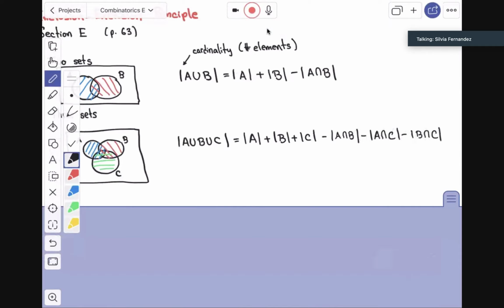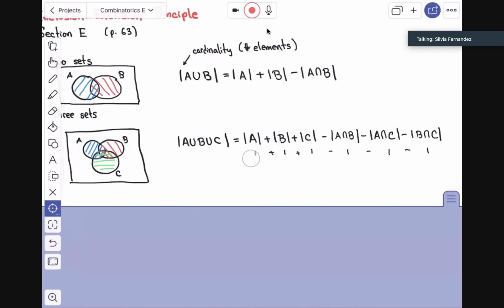And now I'm going to look at the triple intersection. The points that are in the center were added once here, and once there. And then they were subtracted once here, and once here. Every single element in that triple intersection was added by A, and then again by B, and then again by C, and then it was subtracted by A intersection B because those elements are in all three sets, and it was subtracted here, and it was subtracted here.